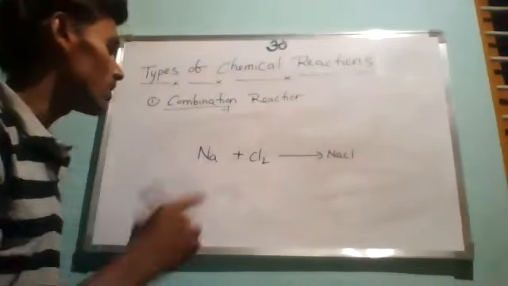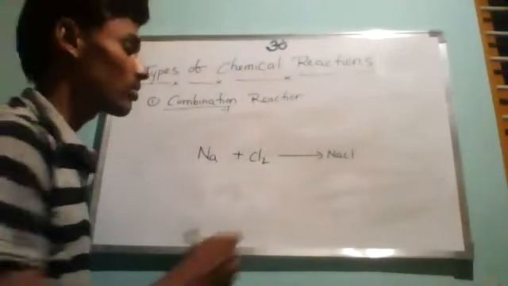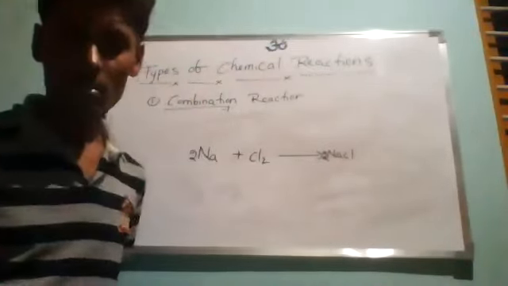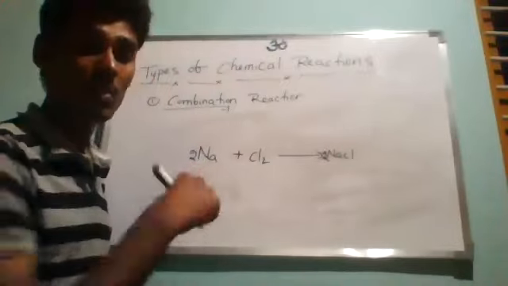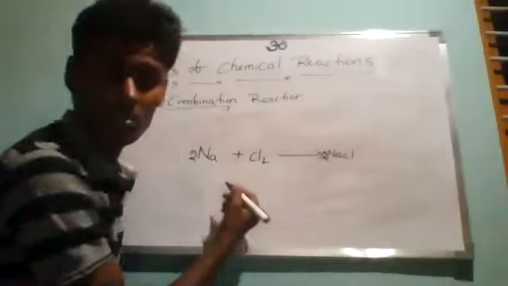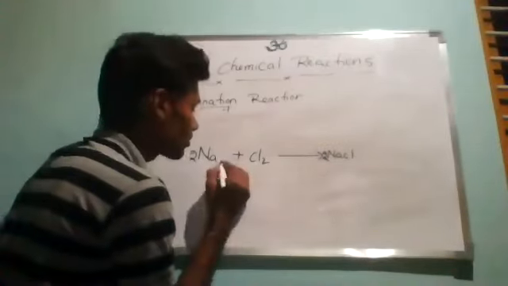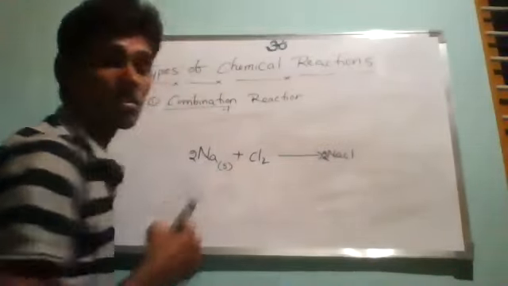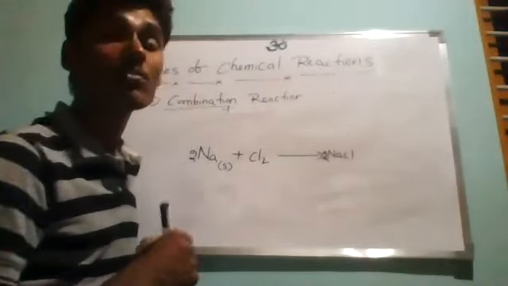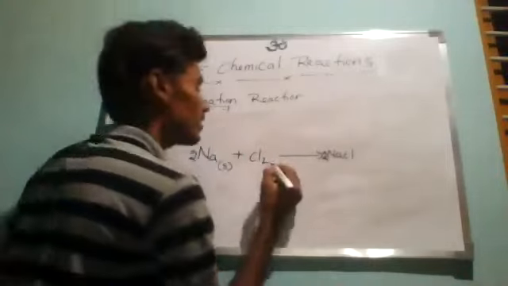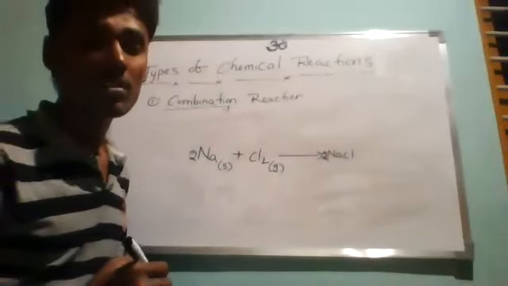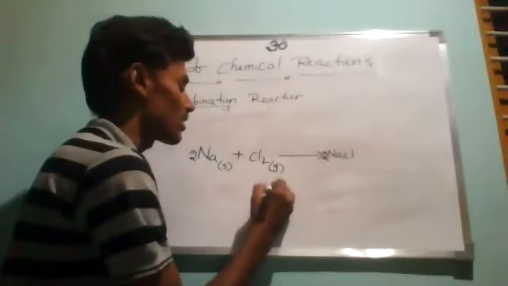Understood? Now let me see, it is not balanced. So I will directly balance it by keeping the coefficients here and here. Now I am making it more informative. Sodium is present in which state? Basically, it is a metal, and most metals are present in solid state. So sodium is solid. It will react with chlorine. Chlorine is present in which state? Gaseous state. It is a non-metal.